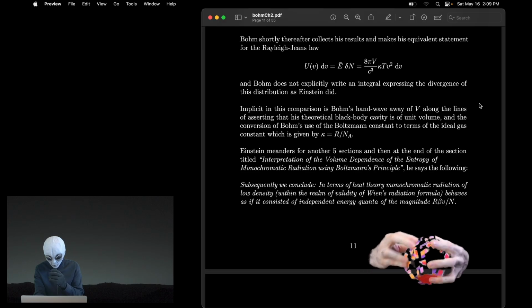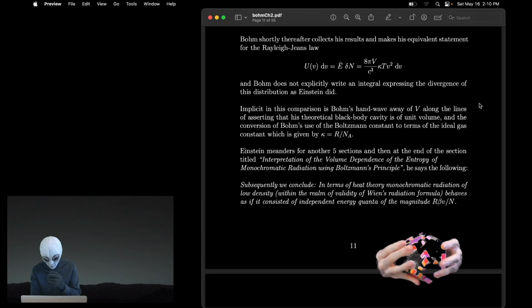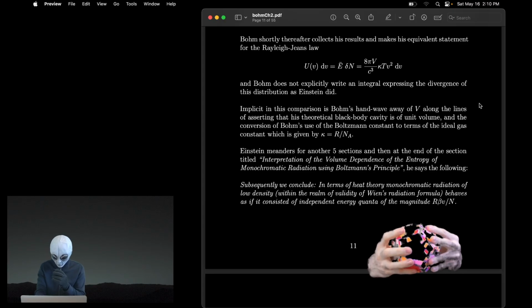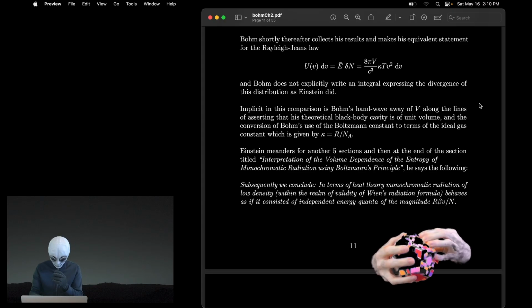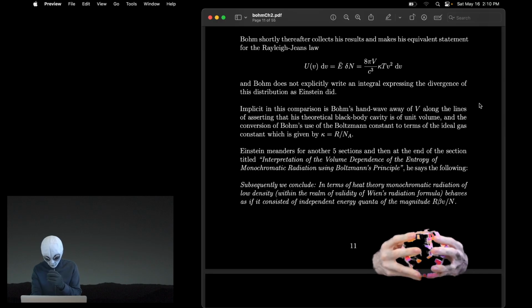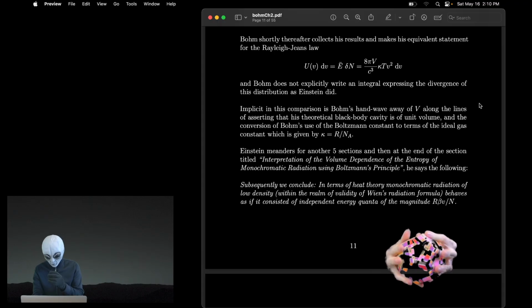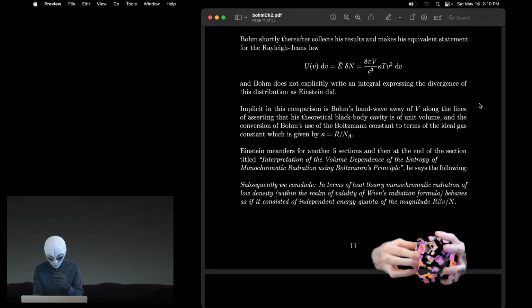Implicit in this comparison is Bohm's hand wave away of capital V along the lines of asserting that this theoretical black body cavity is of unit volume, and the conversion of Bohm's use of the Boltzmann constant to terms of the ideal gas constant, which is given by kappa equals capital R over capital N sub A, where capital N sub A is Avogadro's number.